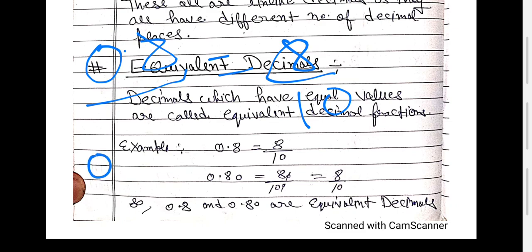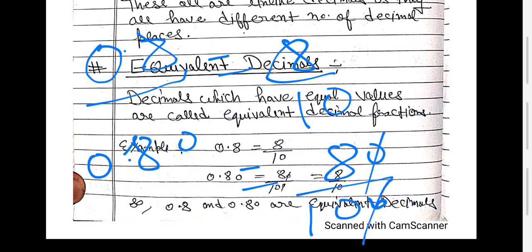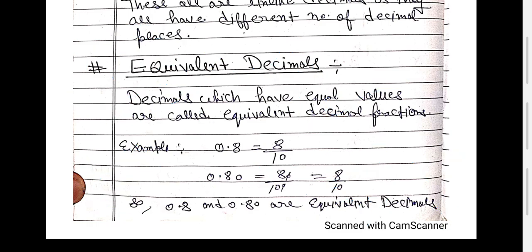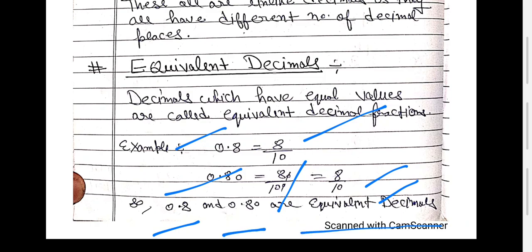Now next is 0.80. How will you write it? 80 as it is, remove the decimal, write 100. Cut 0 by 0. What do you get finally? 8 upon 10. So 0.80 is also 8 upon 10. It means that 0.8 is equal to 0.80. So 0.8 is 8 upon 10, and 0.80 is 8 upon 100; cut 0 by 0, it becomes 8 upon 10. It means that 0.8 and 0.80 are equivalent decimals.